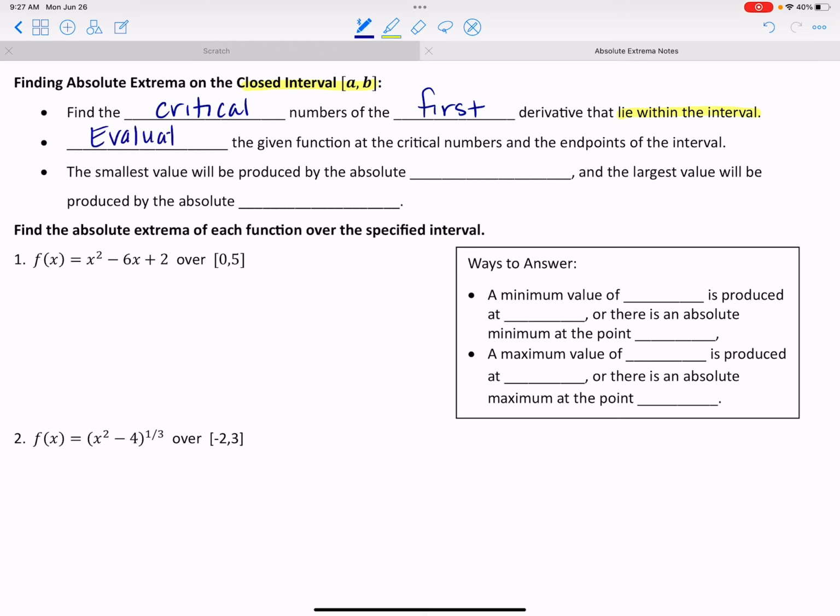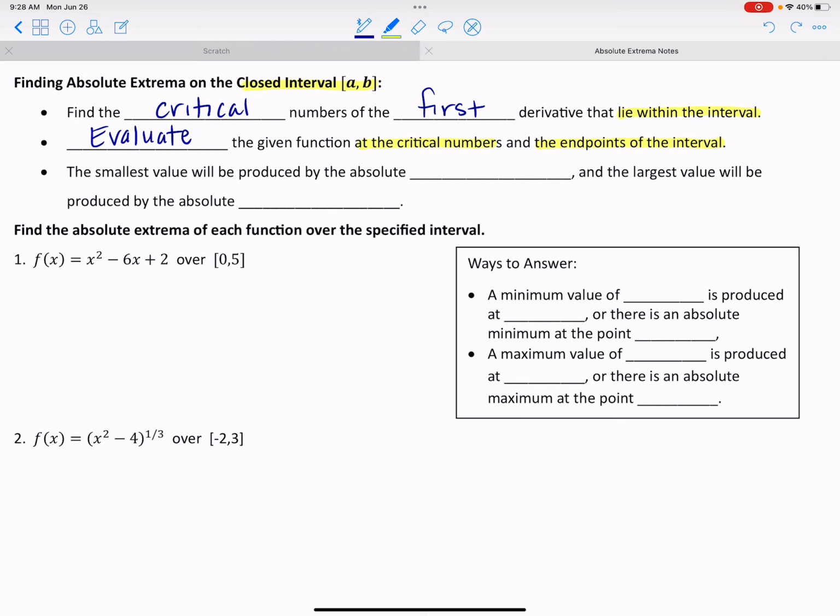Let's evaluate our function at those critical numbers and also at the endpoints of the interval. So we're going to actually take the critical numbers and plug them into our function and see what the output is. We're going to take the endpoints of the interval. Remember, these endpoints, these are x values. We're going to plug those into our function and see the function values, and then just compare.